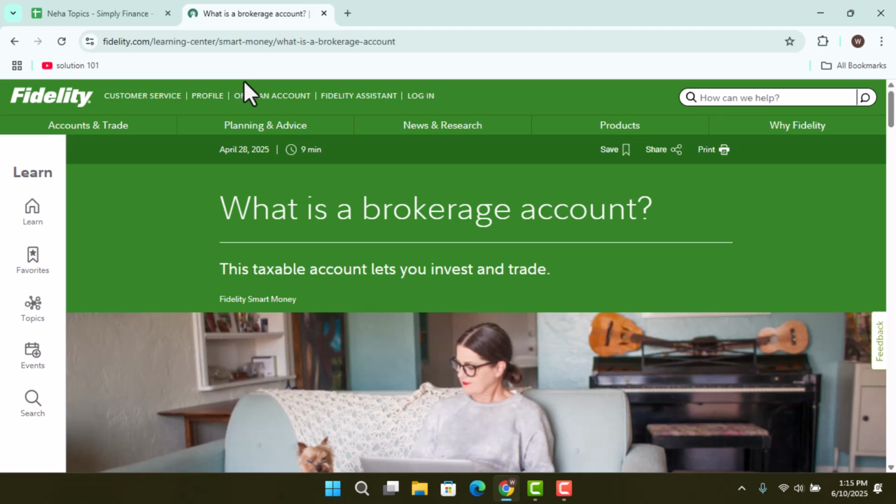Now there is no limit to the amount you can contribute to a brokerage account. A brokerage account offers flexibility and control over your investment.